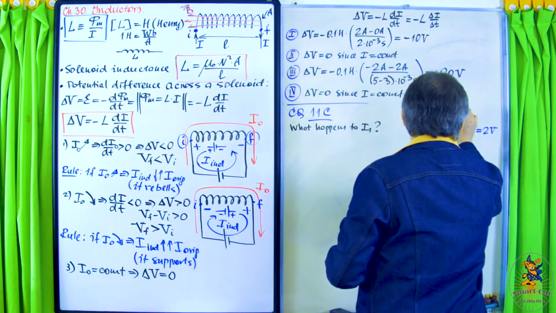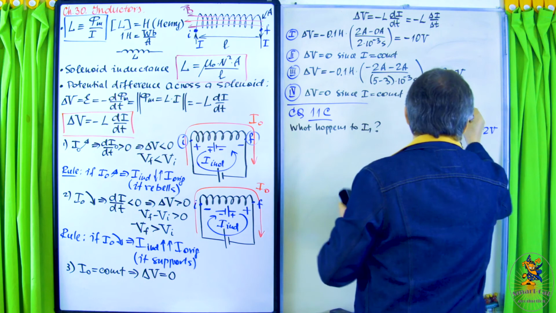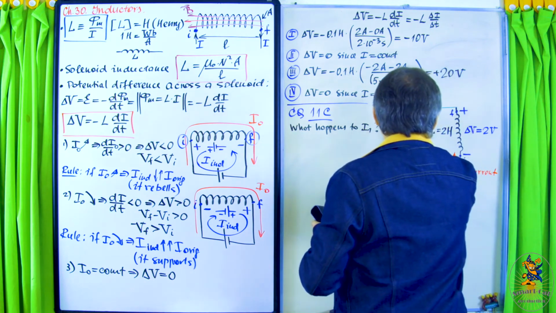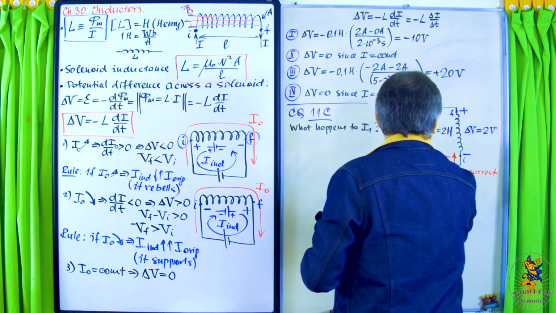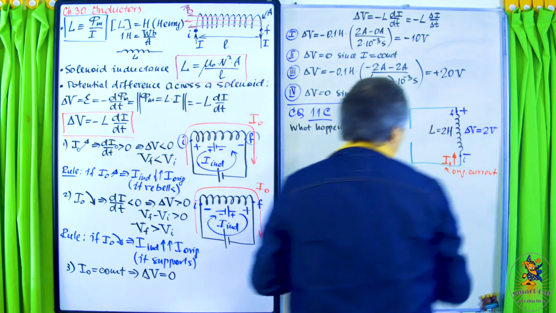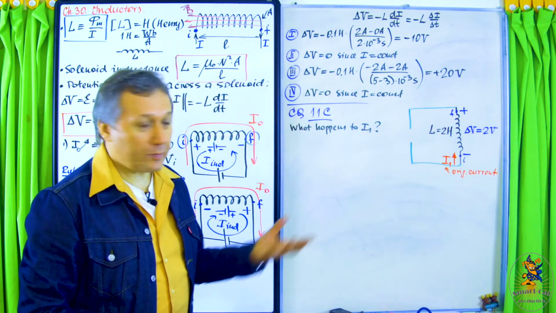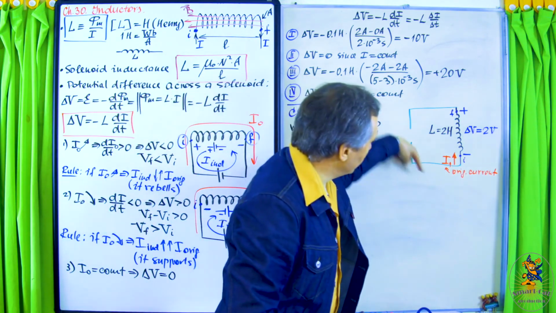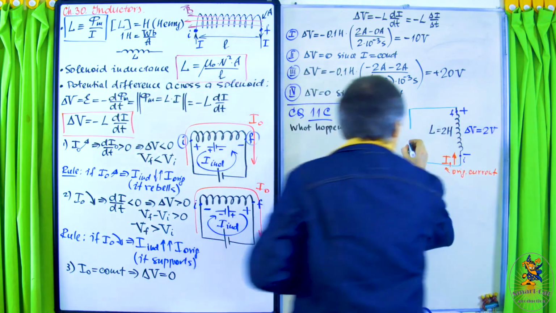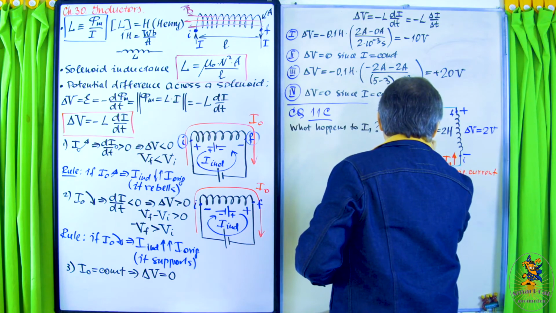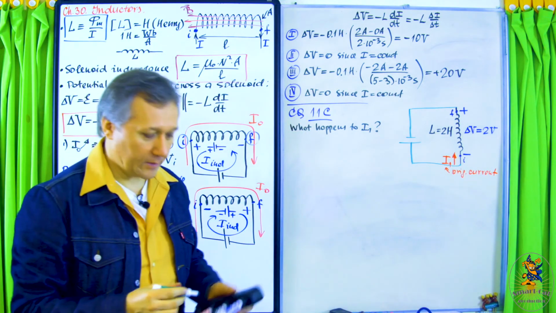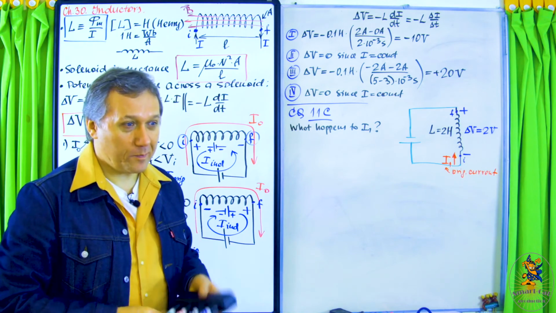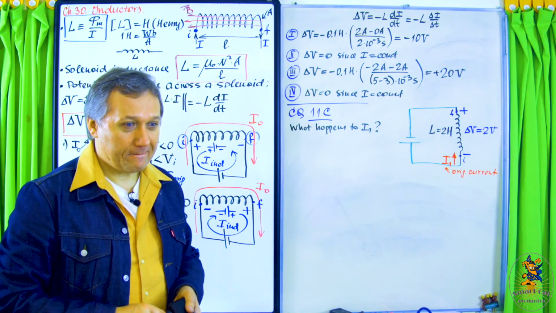Okay, I will use probably a different color. So which polarity should we have, since the original current is going that way? Here we should have higher potential, and here we should have low potential. So the battery is like that.